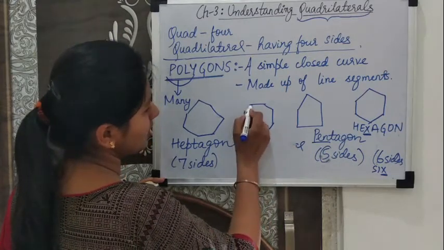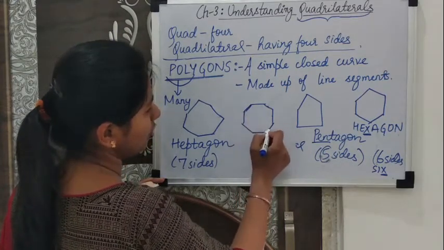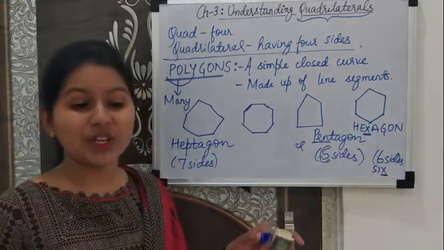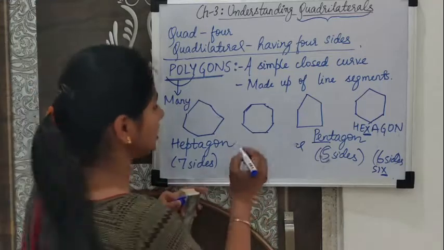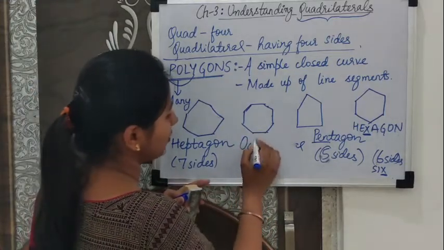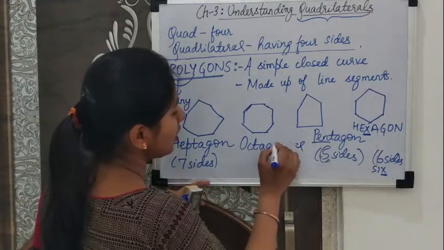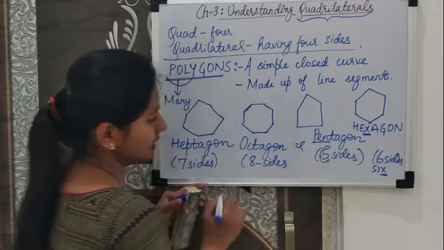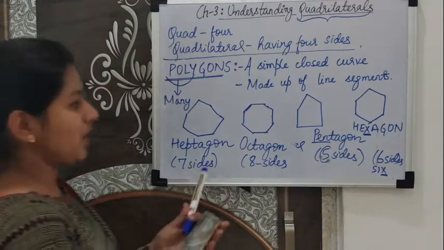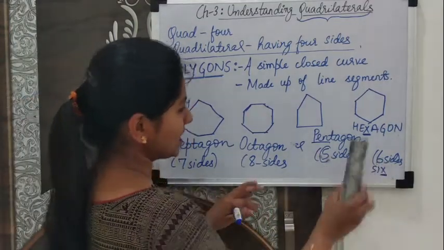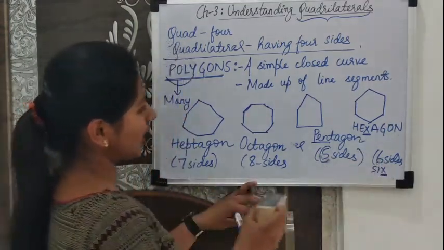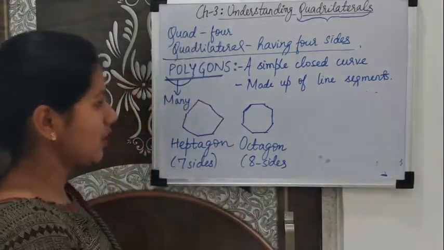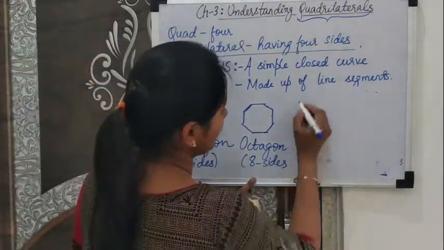How many sides you can see? 1, 2, 3, 4, 5, 6, 7, 8. 8 sides. Octopus have how many hands? 8 hands. So from octopus I have remembered octagon. Octagon is having 8 sides. Fine. 5 sides pentagon, 6 sides hexagon, 7 sides heptagon, 8 sides octagon, and then 9 sides.